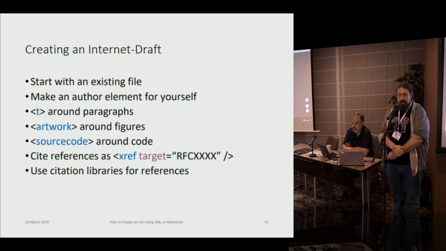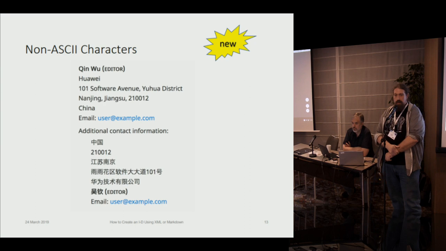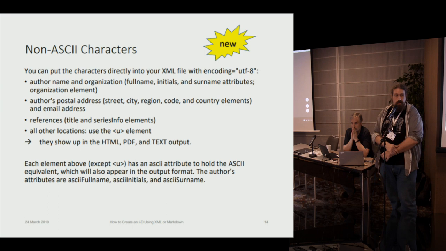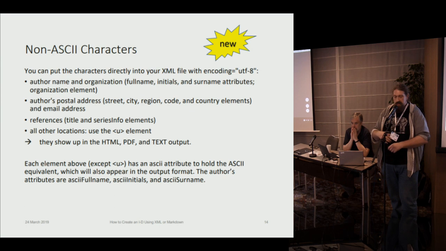So one of the new things with the V3 format is support for non-ASCII, for Unicode. Here's an example of rendering Chinwu, with both his ASCII information and his Chinese information. You could do this: as long as you use the UTF-8 encoding for the XML document, you can put in the normal places you would have put your author name, organization information, your email address, postal address, and even reference titles and series information, that Unicode information.